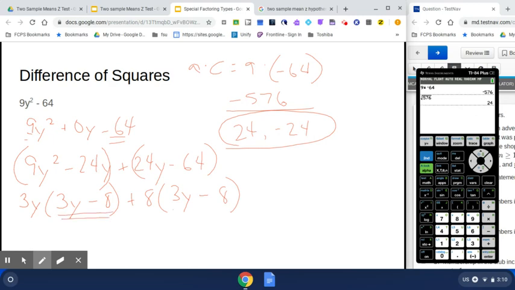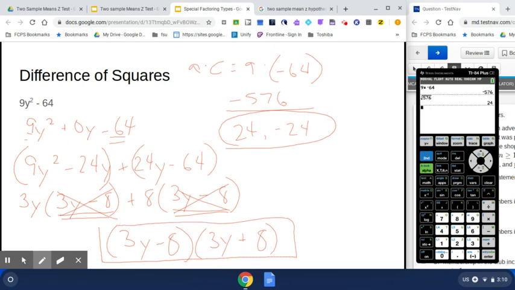Again, we have that matching binomial there, so I'm going to factor that out, 3y minus 8. If I factor those out, I have left over 3y from the first factor and positive 8 from the second. So there is my factored form.